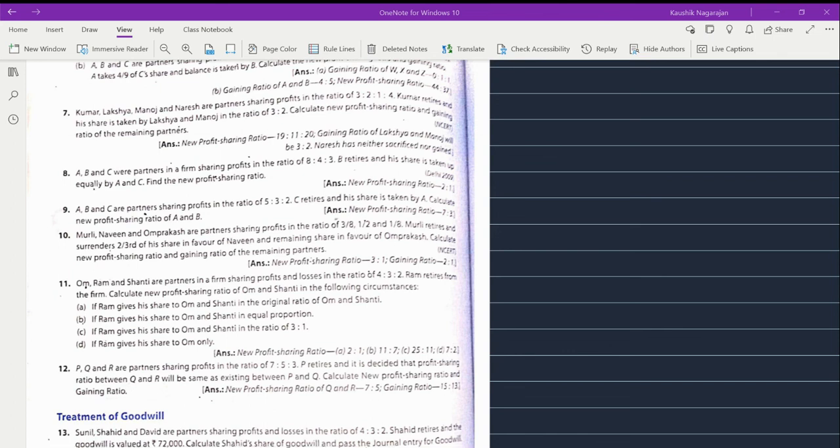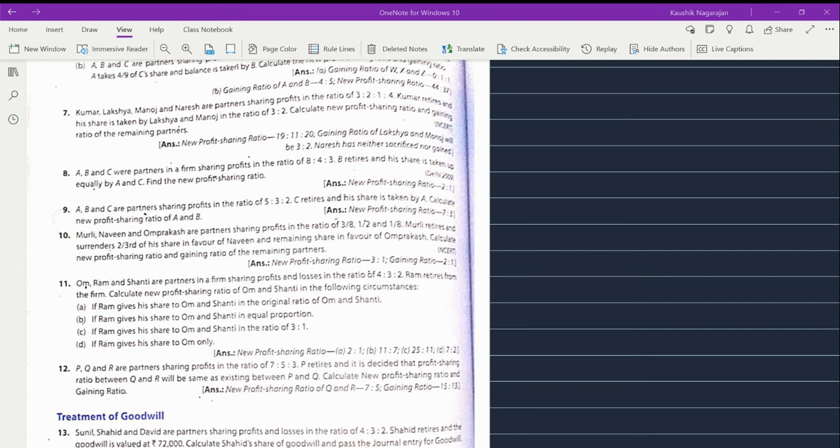So welcome back students. In the previous session we were discussing the calculation of the NPSR and the gaining ratio, and the two different concepts, simple case or normal case, as well as we have discussed the calculation of NPSR and the gaining ratio under the special case, which means acquired, surrendered, required, or taken away, gifted. Such type of words, if you come across in any problem, we call them a special case.